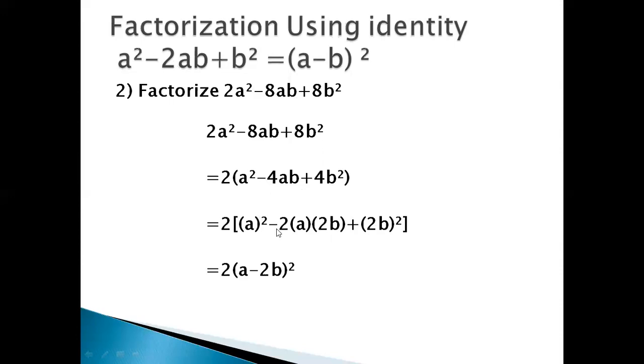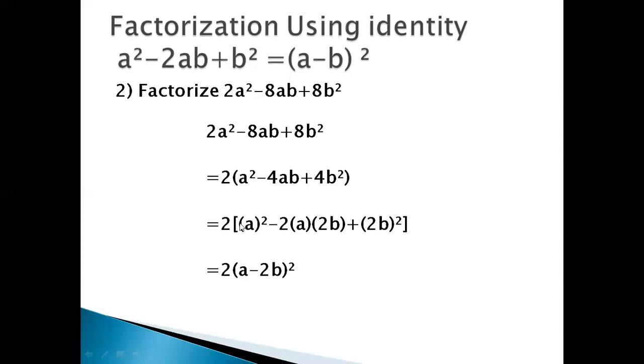Signs will be the same, minus. First of all, write 2 always. In the first bracket, write your first perfect square, a. In the second bracket, write your second perfect square, which is 2b. Now again, match all the terms. Square of a is a square. 2 into a, 2a into 2b, 4ab, and square of 2b is 4b square.